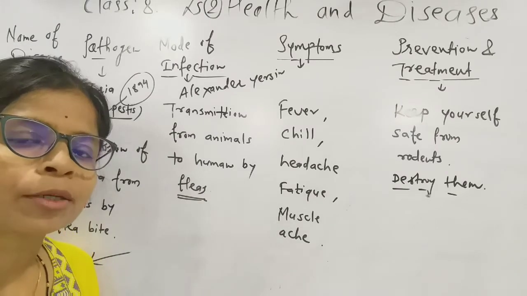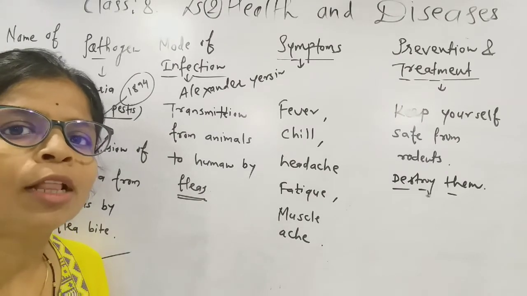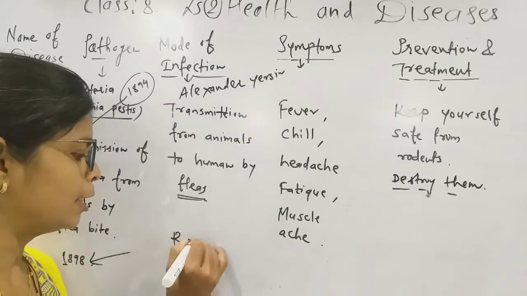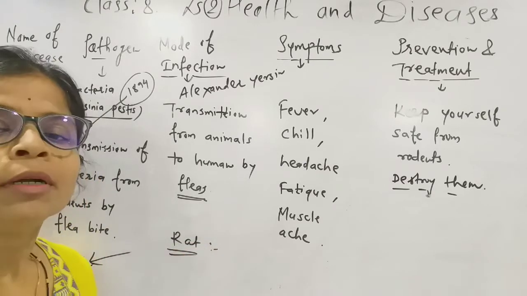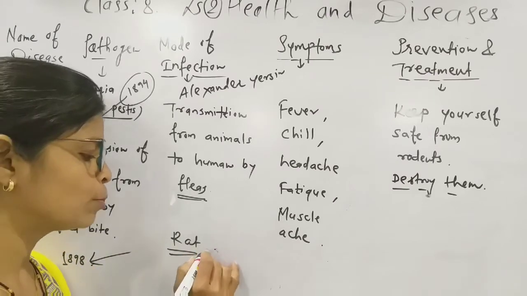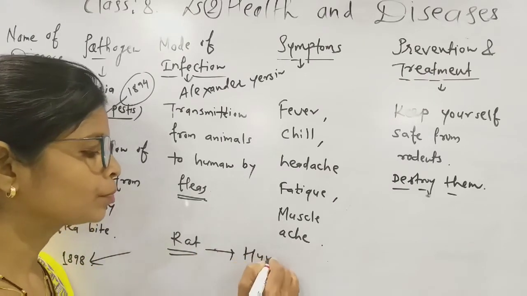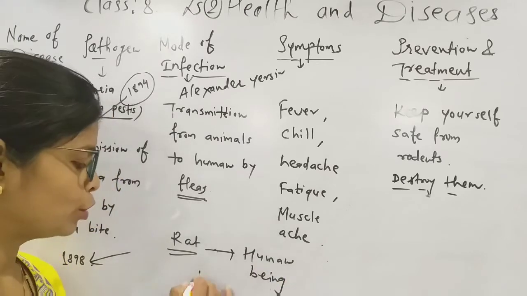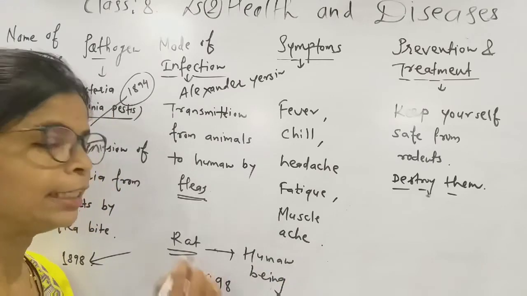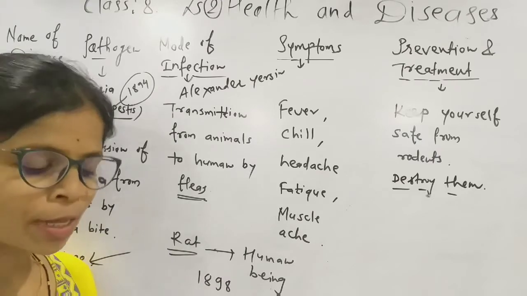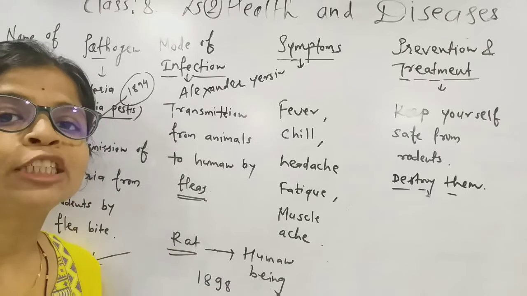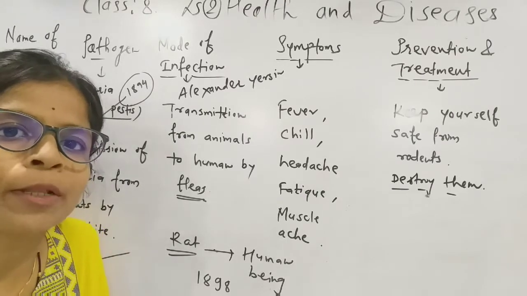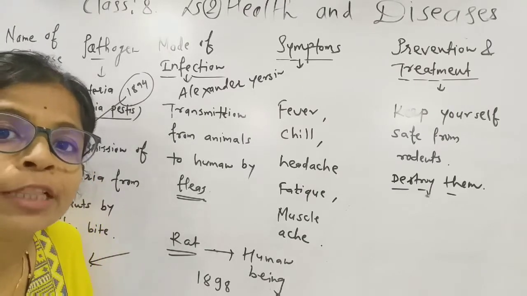What are rodents? Rodents are small, burrowing mammals. An example is the rat. The first time the transmission of plague from rat to human being was found out was in 1898. Now, how does the transmission take place? Transmission takes place by means of fleas.